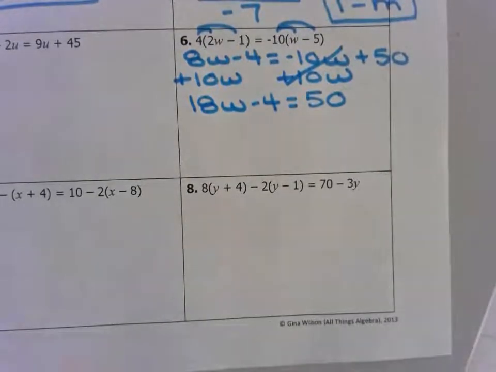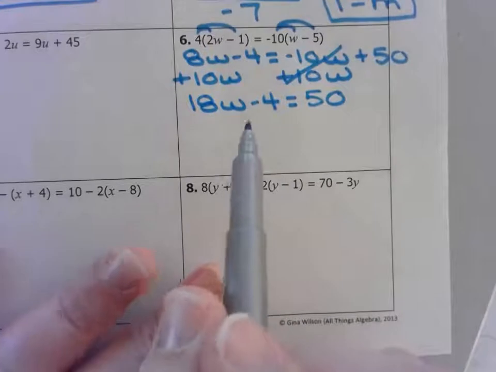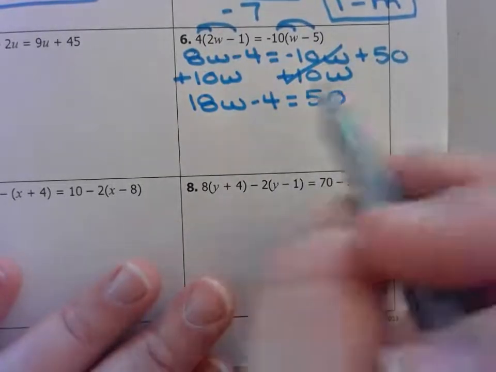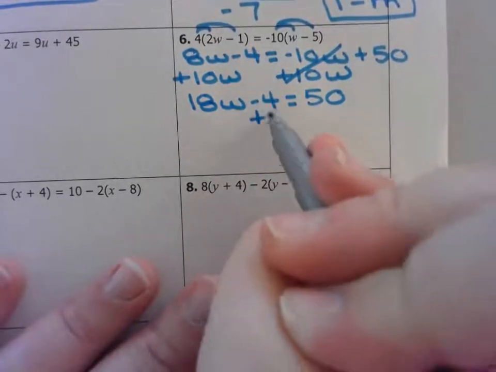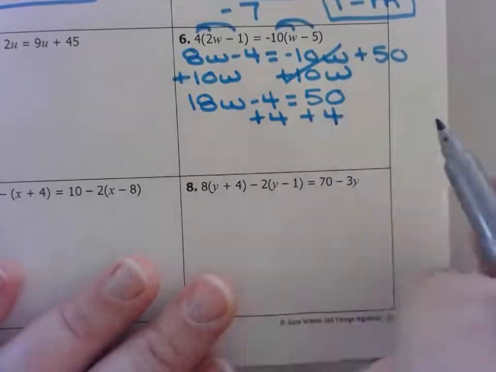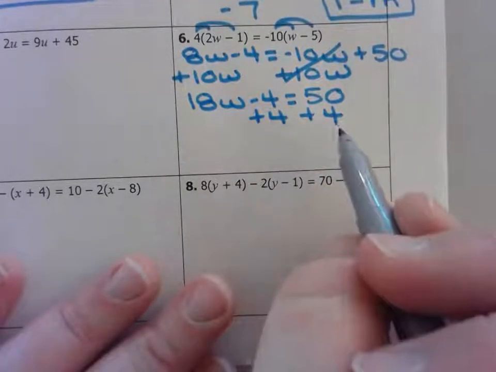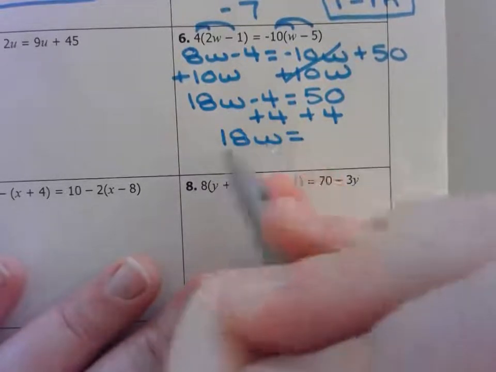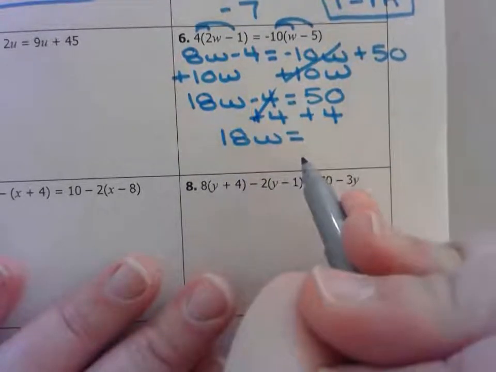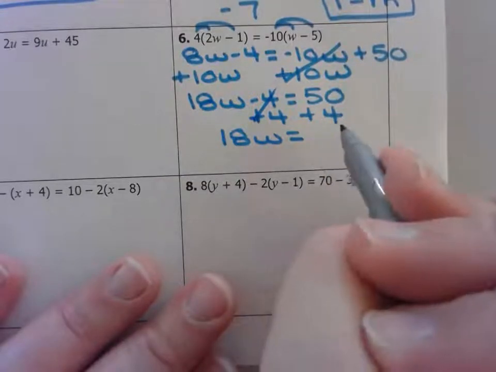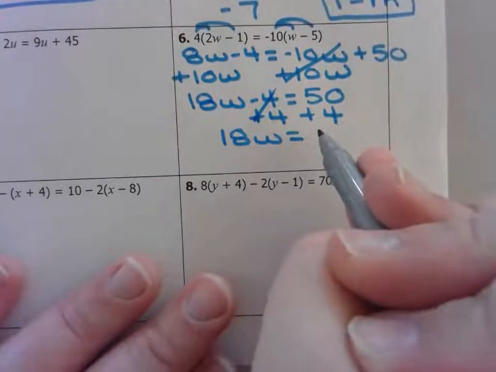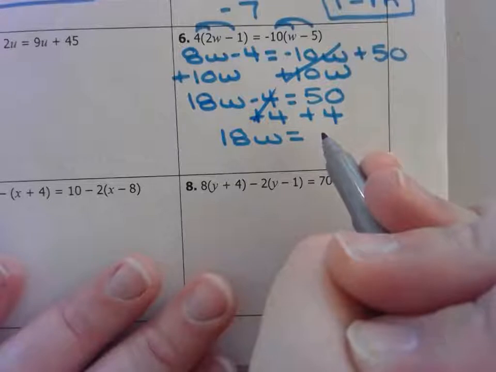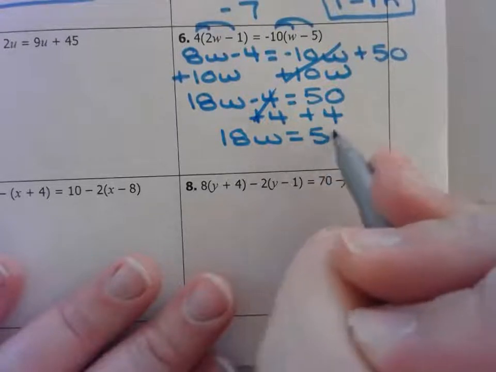Now I have a 2-step equation, like we know how to do. What do I do first to get w alone? Add 4? Add 4? You're good. I knew what you meant. Add 4, add 4. So 18w. Start from the left. 4's cancel. Bring down the equal sign. 50 plus 4. I did something wrong. Well, you got 54. Yeah, it's 54.